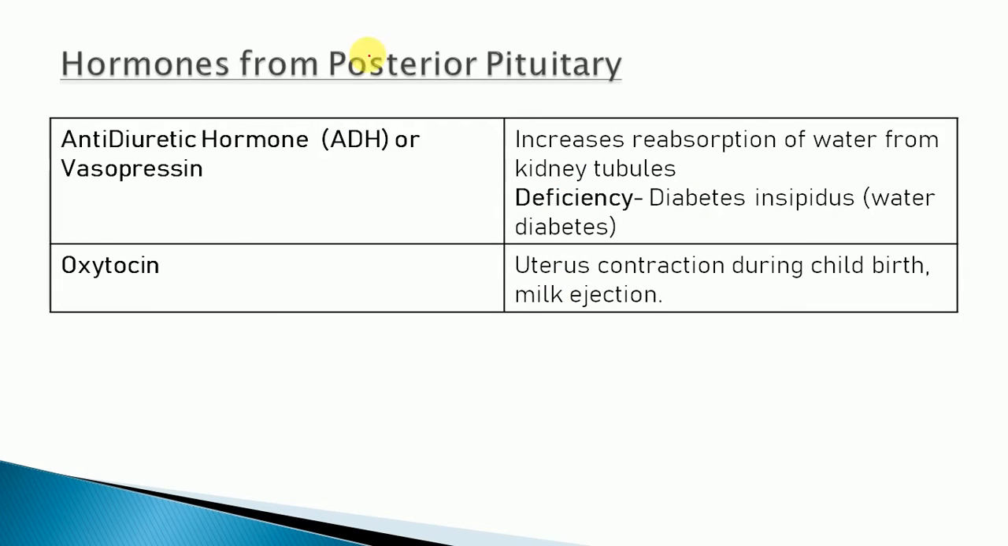Now the next is hormones from the posterior pituitary. So there are two hormones. The first is antidiuretic hormone, or the ADH. It generally increases the reabsorption of water from kidney tubules.